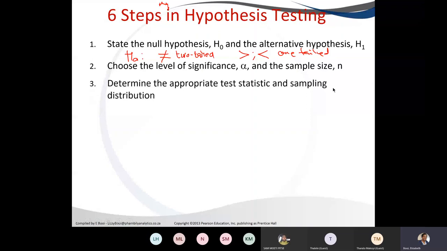Step number three is to determine which appropriate test you will be doing. Like we did with confidence intervals, with hypothesis testing you also have three things that you need to worry about. If the population standard deviation is known, you will use the z-test. If your population standard deviation is unknown, you will use a t-test. For the proportion, you will use a z-test. That is what you need to always remember. Population standard deviation known, is it given? I use the z-test. If it is unknown, I use the t-test. If I'm doing proportions, I use the z-test.